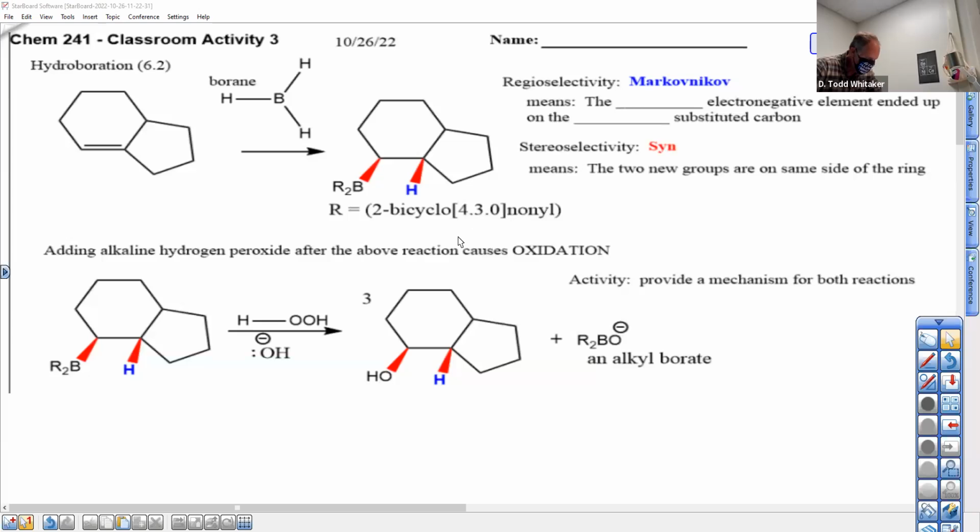Are you ready for our biggest mechanism of the semester? The biggest one is this bottom one. The top one is actually one of our simplest mechanisms. It's called hydroboration, good name. Adding a hydrogen on one side.